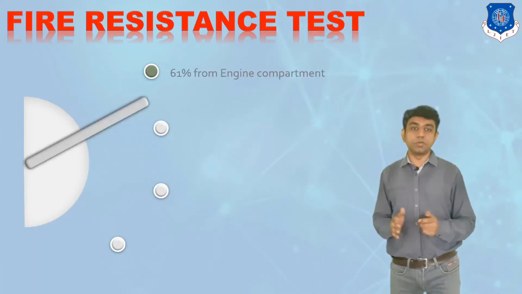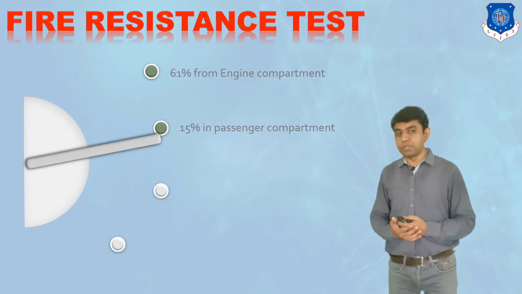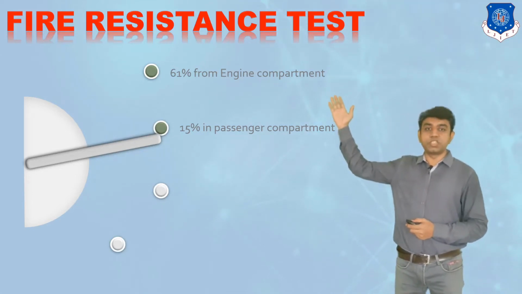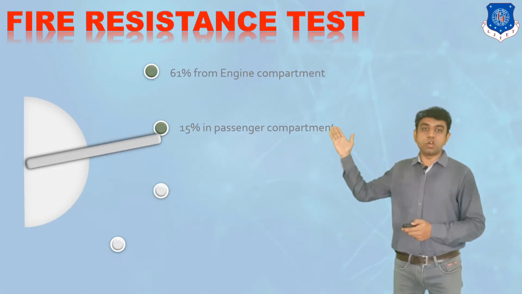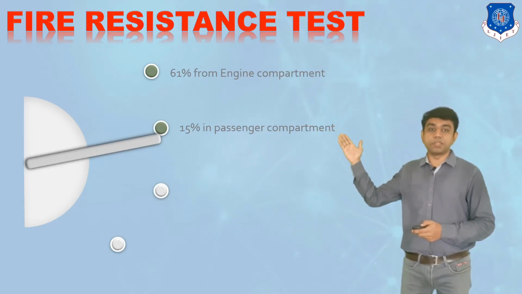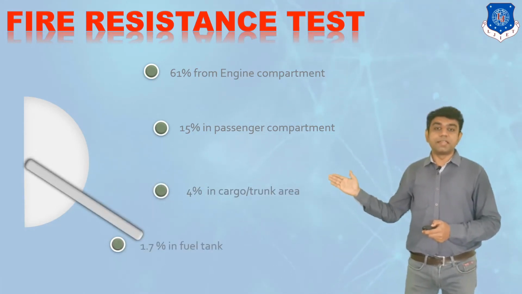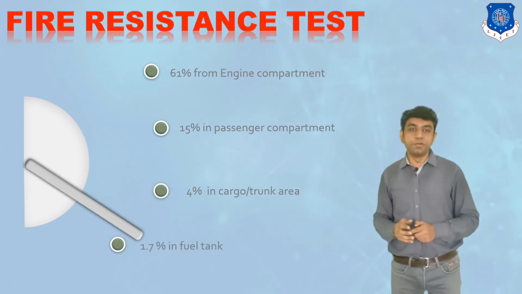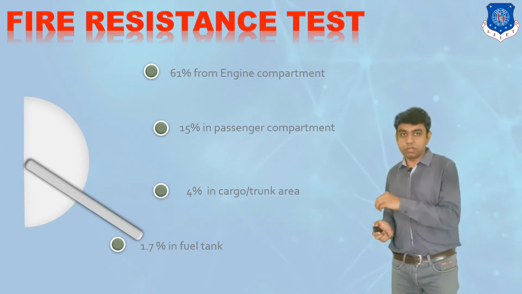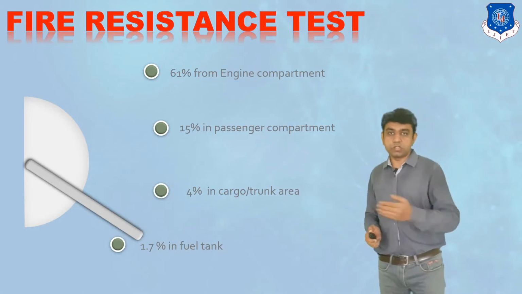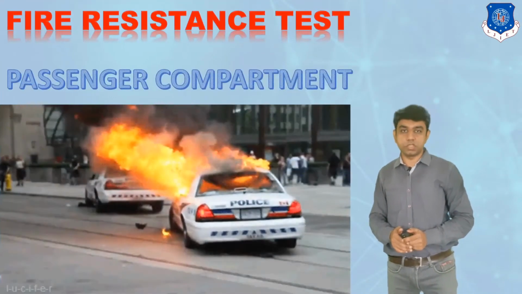The second thing we need to understand is the concept of how much chance of fire there is from the different parts. 61% of fire chances come from the engine compartment itself. There is a 15% chance of fire development from the passenger compartment, 4% from the cargo and trunk area, and 1.7% normally from the fuel tank region. This gives you an idea about the origin of the fire, that from these points the fire can originate, right? From different case studies we come out with these percentages.